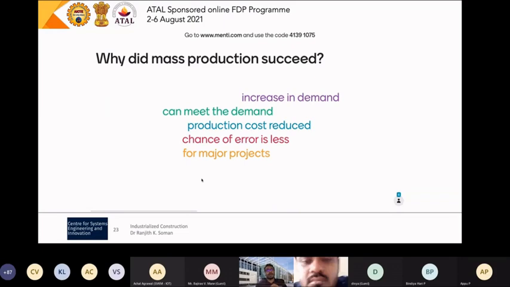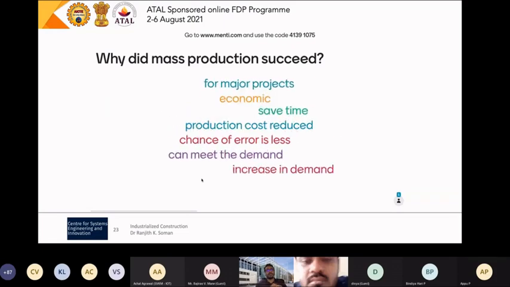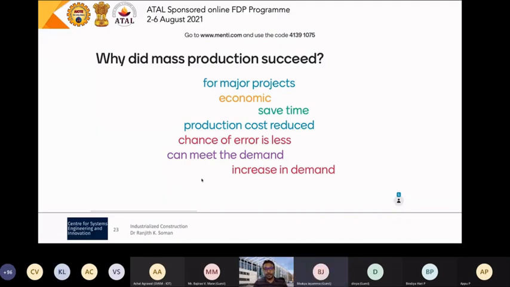I didn't understand the comment for major projects. I'm not sure. It is economic. It saves time. Is that true? My question is, why did mass production itself succeed, why was it taken up? All of these, for me, are outcomes of mass production.